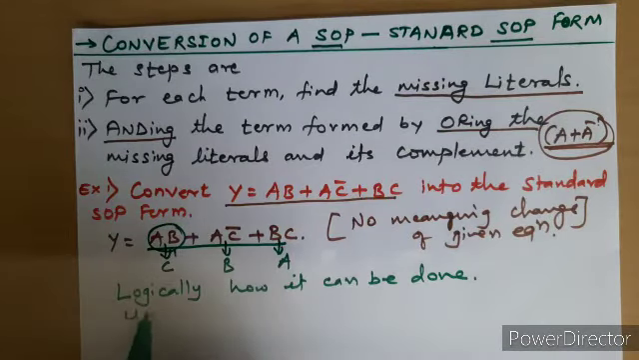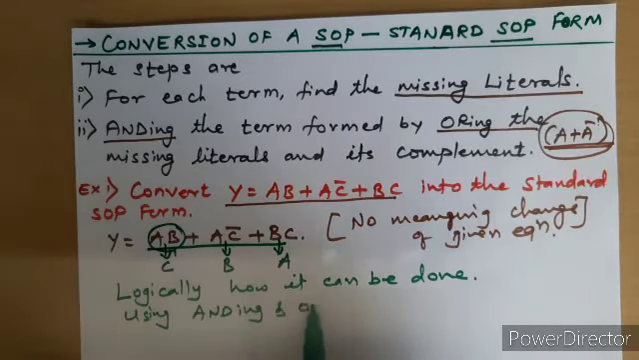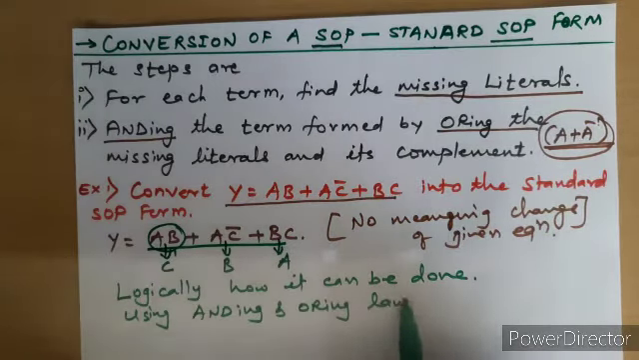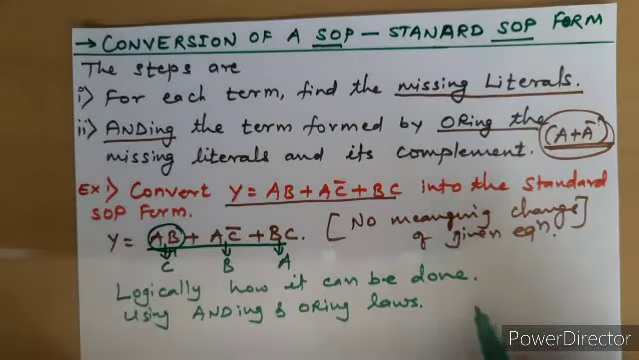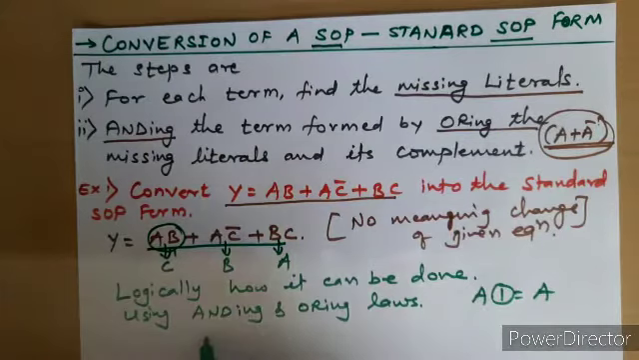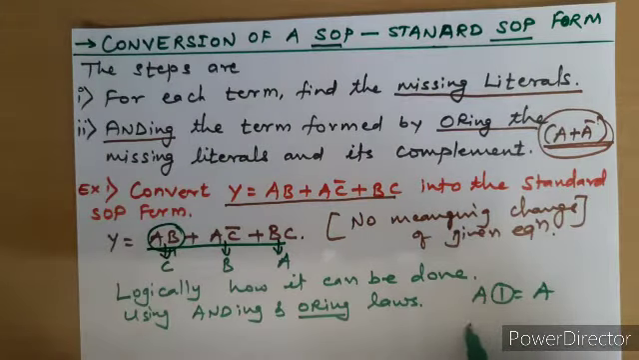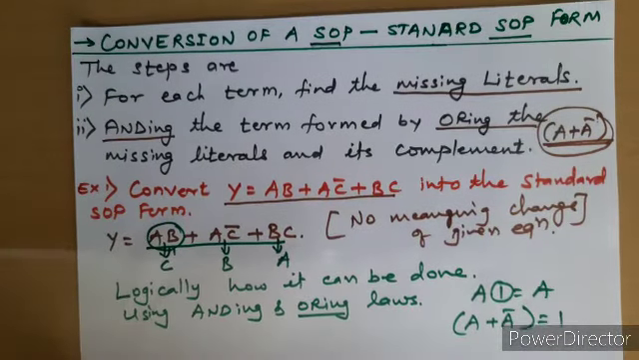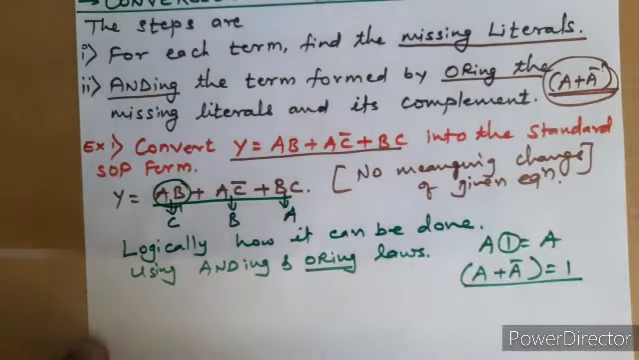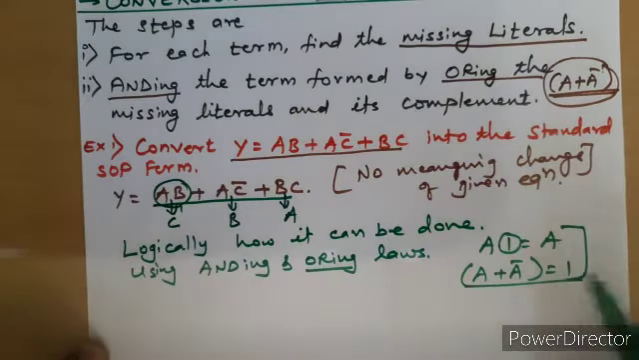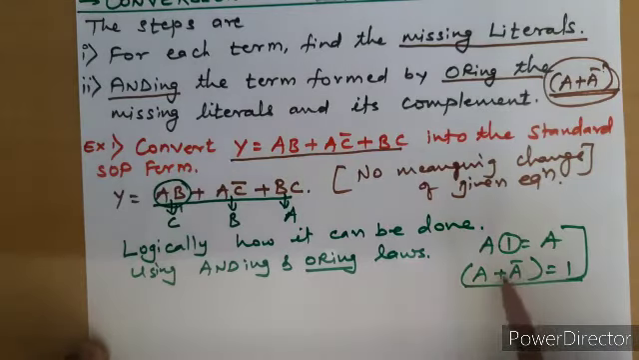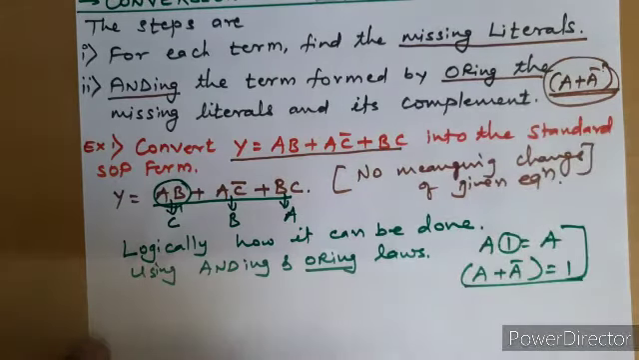Okay, so we can say using ANDing and ORing laws. In the ANDing laws we have seen A dot 1 is equal to A, right? And this 1, using ORing laws, can I write A plus A bar equal to 1? We have seen this ORing law. Just using these two laws I can add the missing literal here.